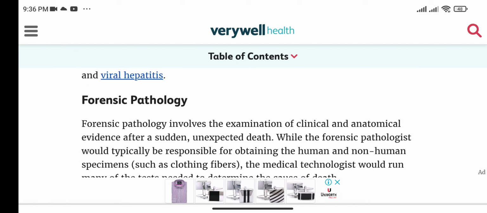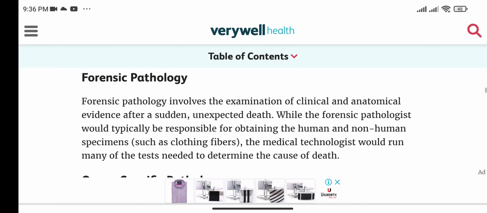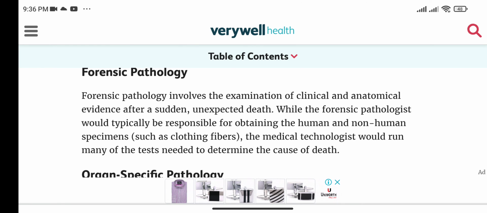Forensic pathology. Forensic pathology involves the examination of clinical and anatomical evidence of a sudden unexpected death. While the forensic pathologist would typically be responsible for obtaining the human and non-human specimens, the medical technologist would run many of the tests needed to determine the cause of death.